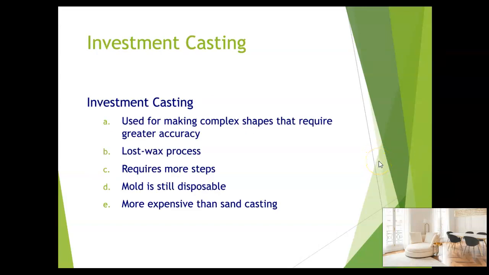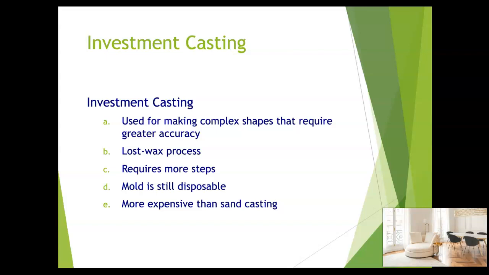We also have investment casting. Investment castings are used for more complex shapes, and they're also used when a greater degree of accuracy is needed, as opposed to sand casting. This is also what is referred to as a lost wax process. In the mold making procedure here, generally they would form the sand around a wax pattern. Then, of course, that mold is heated up and the wax is melted out, leaving the cavity so that the metal can be poured in.